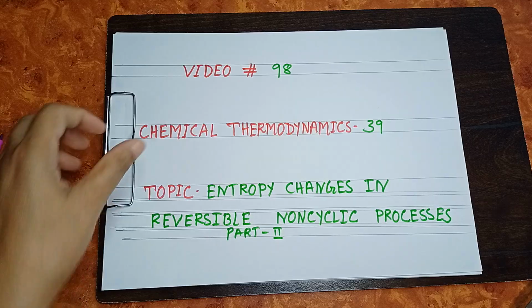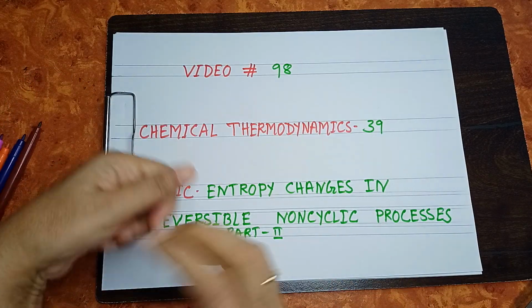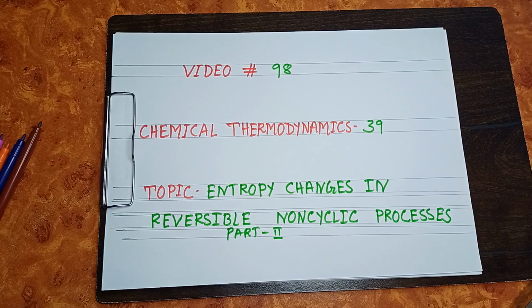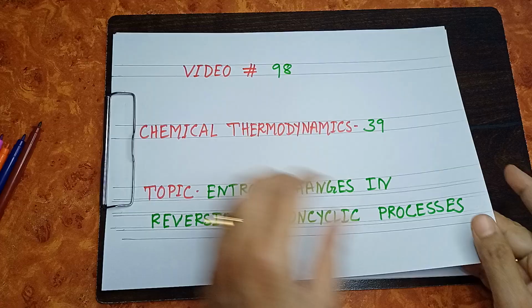In part 1, that means in my previous video, I have discussed the entropy change in the reversible isothermal process of the ideal gas, and the entropy change in the reversible adiabatic process. Now in today's video, I'll discuss the entropy change in the isochoric process for the ideal gas, that means where volume is constant, and also the isobaric process where pressure is constant. So let's start.